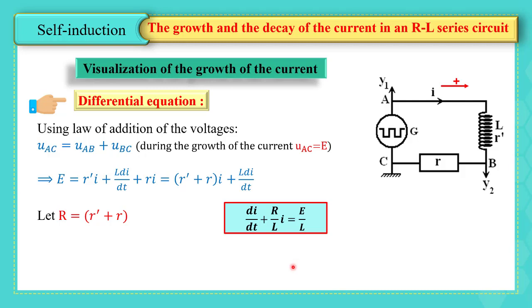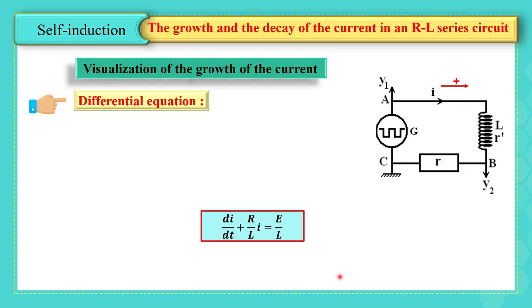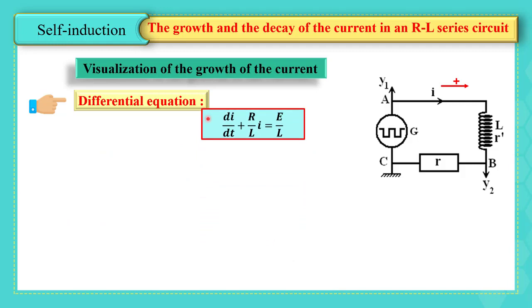Now this is the differential equation of the first order that governs the variation of the current i during its growth under a constant voltage. So the differential equation will have the form di over dt plus R over L times i equals E over L.